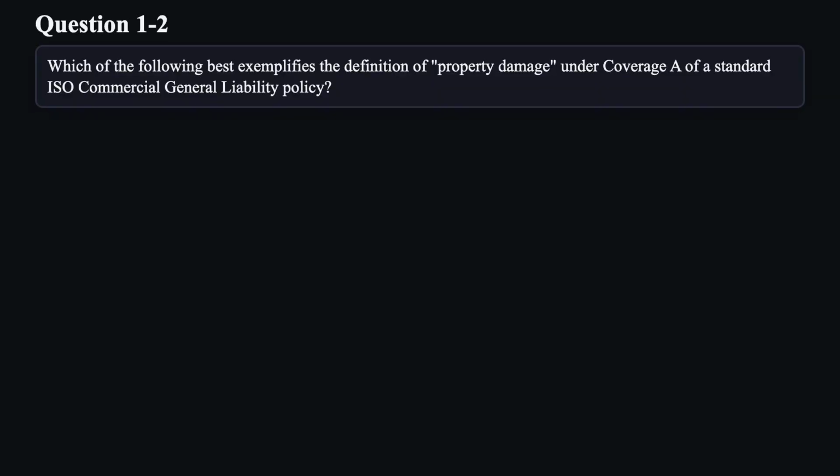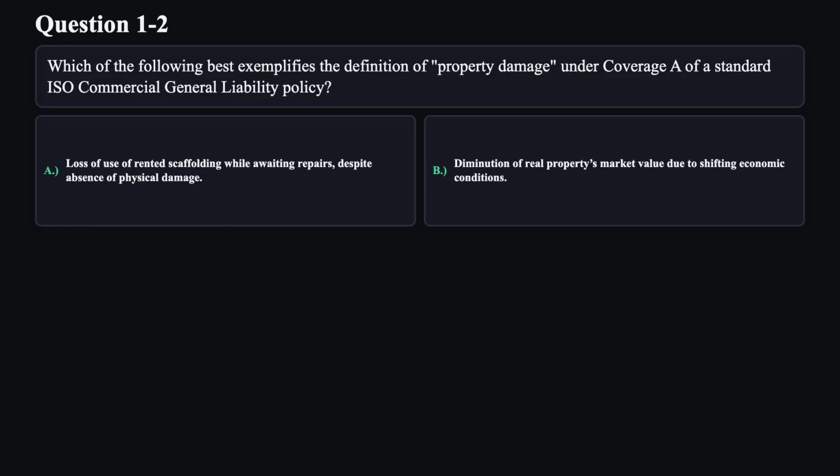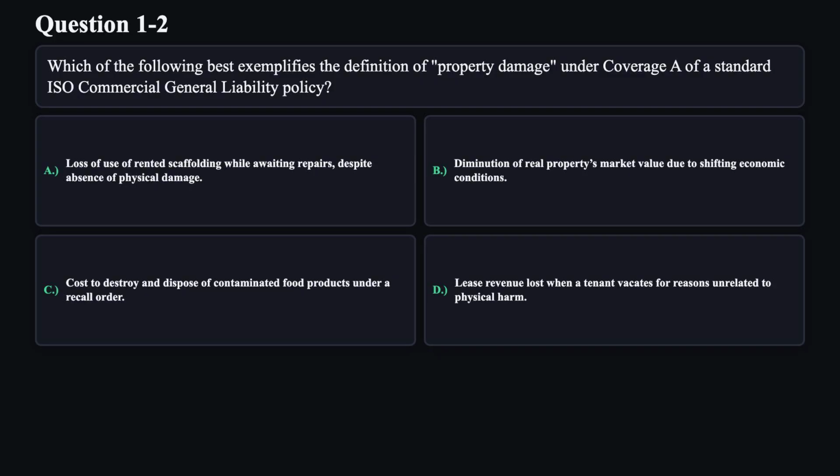Question 2. Which of the following best exemplifies the definition of property damage under coverage A of a standard ISO commercial general liability policy? A. Loss of use of rented scaffolding while awaiting repairs, despite absence of physical damage. B. Diminution of real property's market value due to shifting economic conditions. C. Cost to destroy and dispose of contaminated food products under a recall order. D. Lease revenue lost when a tenant vacates for reasons unrelated to physical harm.